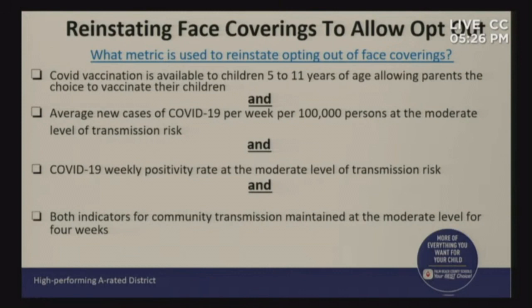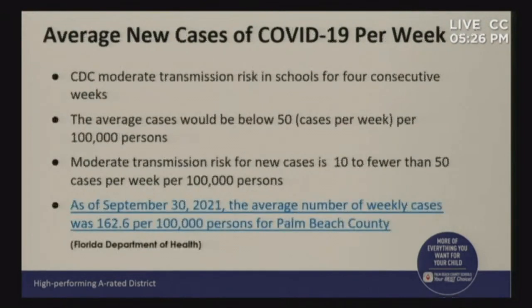The average new cases of COVID-19 per 100,000 persons would be at the moderate level of transmission risk, and I'll unpack that in just a second. The positivity rate for COVID-19 would also be at the moderate level of transmission risk. And both of those two indicators would be maintained at the moderate level for 4 weeks. I'll unpack that time frame.